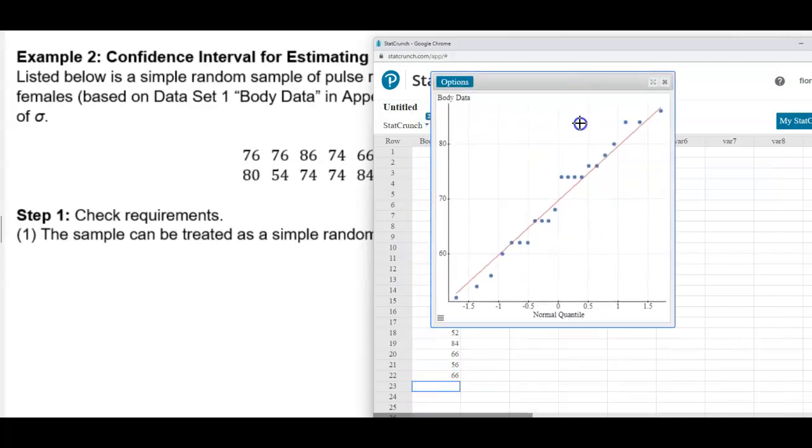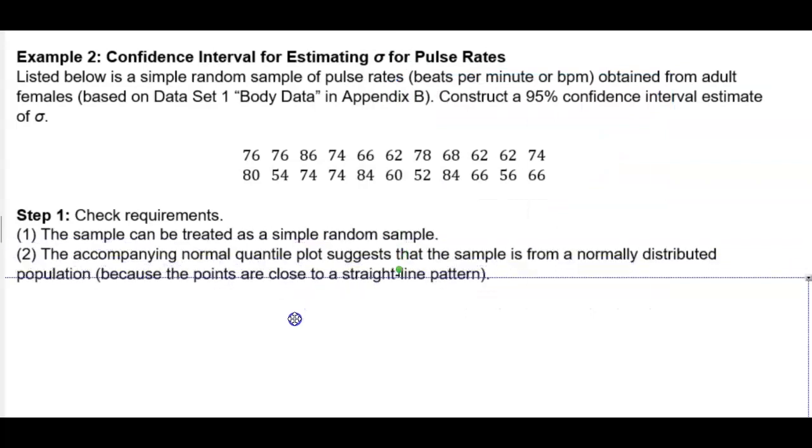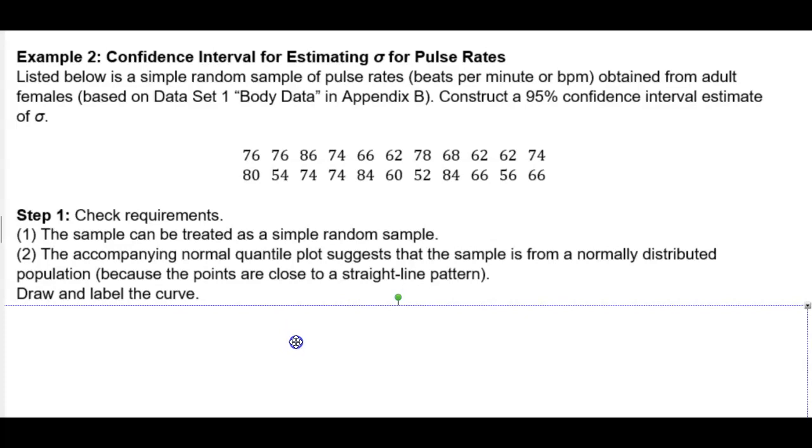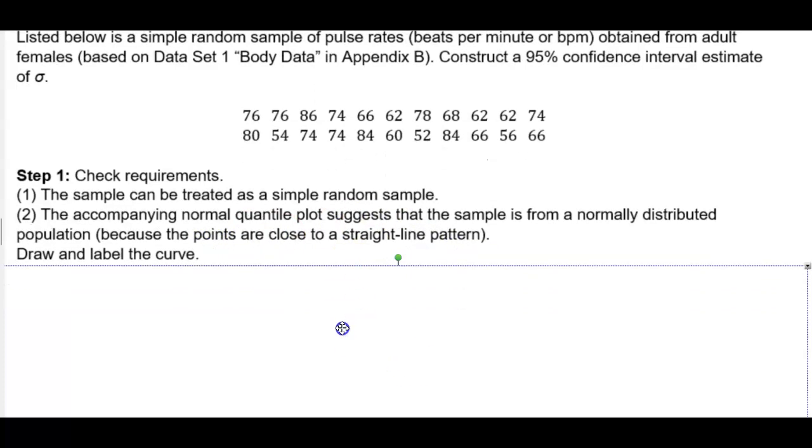When we take a look at the graph here, we can see that this line is graphed sort of in the middle of all these points. So we can say that this looks like a normal distribution. The accompanying normal quantile plot that we just looked at suggests that the sample is from a normally distributed population because the points are close to a straight line pattern.